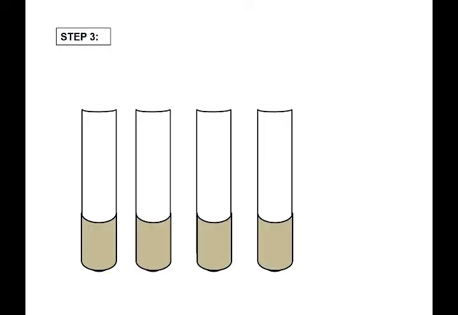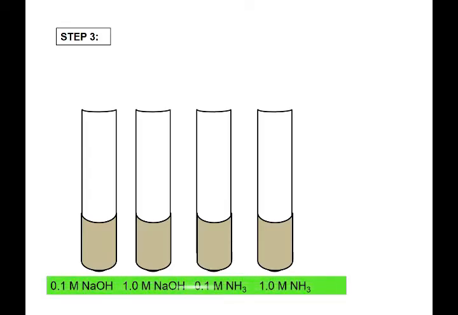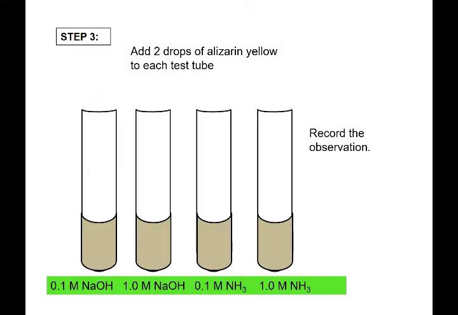Step 3. Prepare 4 test tubes and fill the test tubes with 2 ml of each of the following solution. Then add 2 drops of alizarin yellow to each test tube. Record the observation. Determine the pH range by comparing the color of the solution with the chart provided.